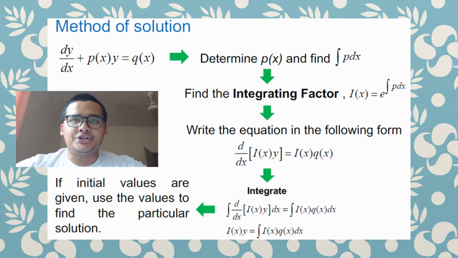Then we write the equation in the following form: d(I(x)y)/dx is equal to I(x)q(x). We integrate both sides and get I(x)y equal to the integration of I(x)q(x) dx. If initial values are given, use the values to find the particular solution.